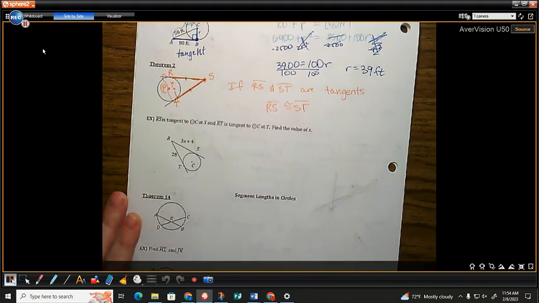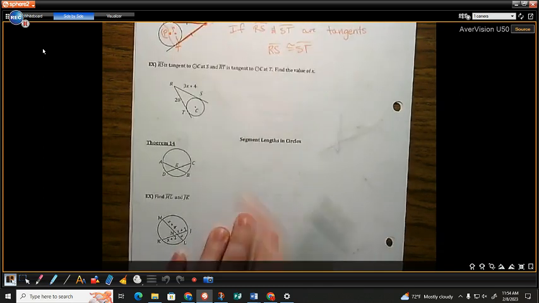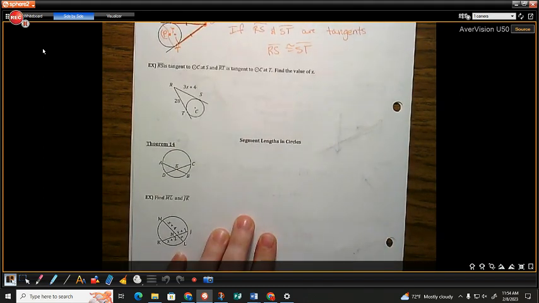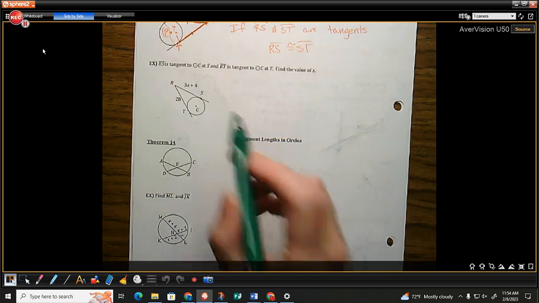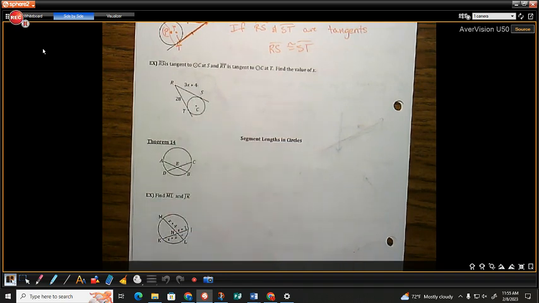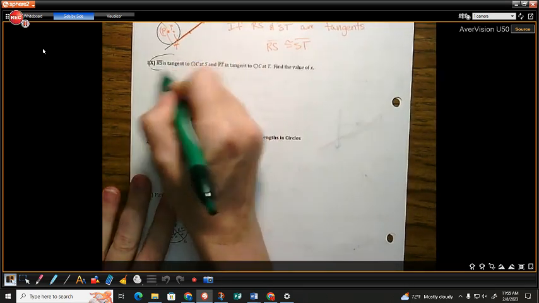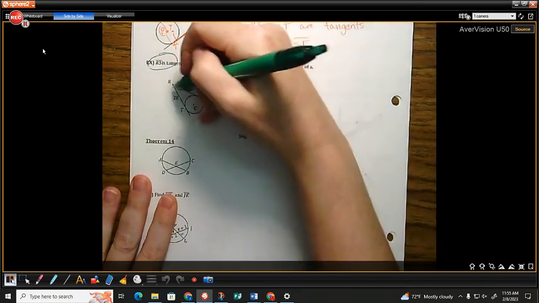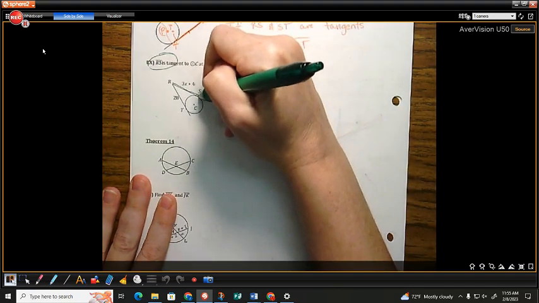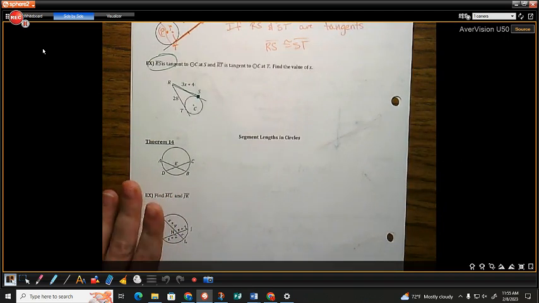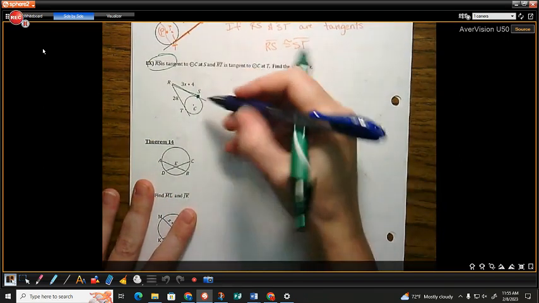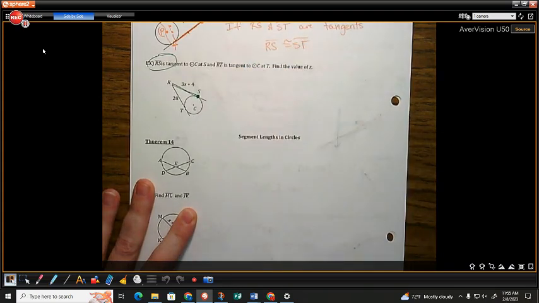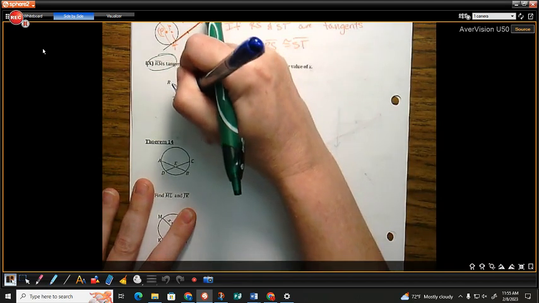Okay? So, when will this theorem be useful? When you see a picture like this one. What does it tell me in the instructions? RS is a tangent. So this guy is tangent right here at that point. What else do we know? C is the center. Keep reading. What else do we got? RT is also tangent.